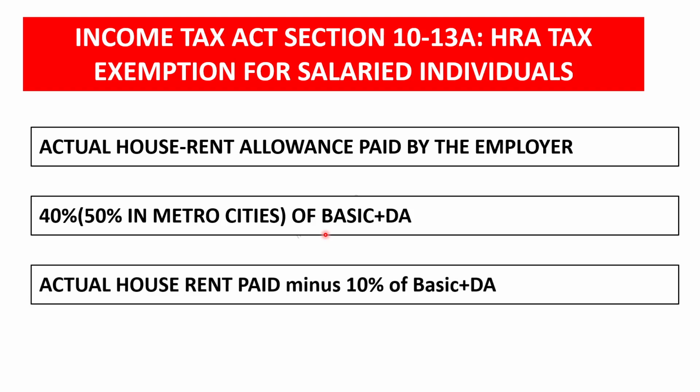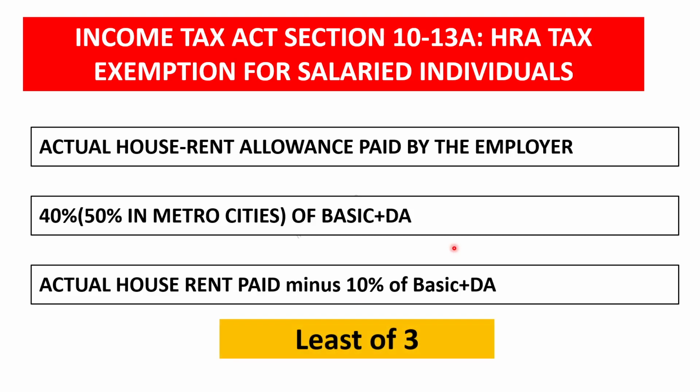The third thing is, what is the actual house rent that you pay to the rented accommodation minus 10% of your basic plus DA. Once you compute all the three, you need to see which is the least of these three, and that is your house rent exemption. So let's understand this with two simple examples.